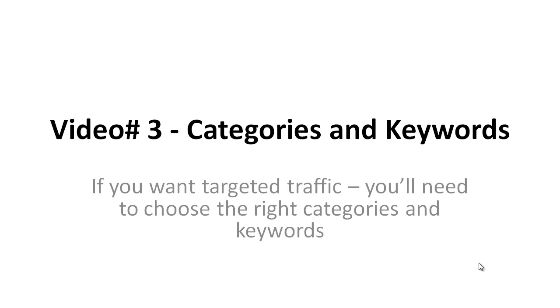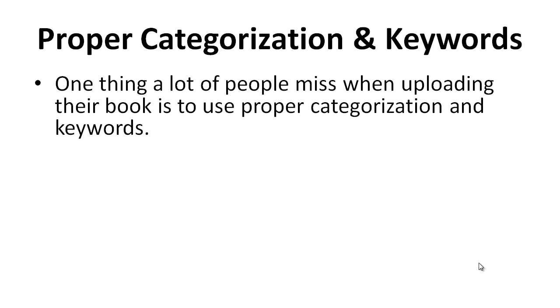Hello and welcome to video number 3, categories and keywords. If you want targeted traffic, you're going to need to choose the right categories and the right keywords so that your future potential buyers can find you easily. If you have the wrong categories and the wrong keywords, obviously those people who are interested in your book will not be able to find you.